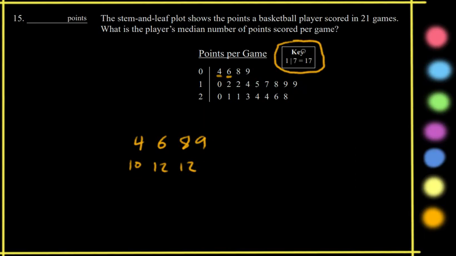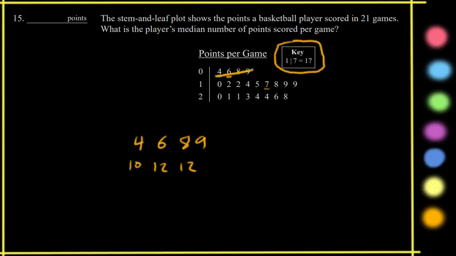This key is kind of pointing out that a 17 gets entered into the stem and leaf plot in the tens row as a 7. So this 7 here would be a 17. Basically, if you want to find the median, you have to find the one that's in the middle. Unfortunately, these are already sorted, so you can start just canceling out from the left and the right side, from the high and the low end.